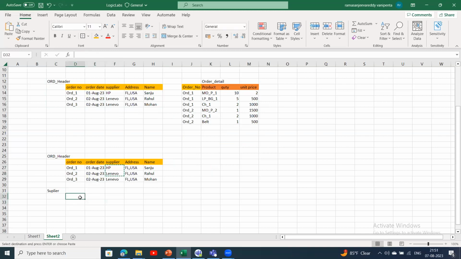In this supplier table, I'll maintain this information. S ID is supplier ID. S name is supplier name. Supplier ID S underscore one is HP, S underscore two is Lenovo. Then what is the value of HP here for me? It should be S underscore one here, and in place of Lenovo, it should be S underscore two.